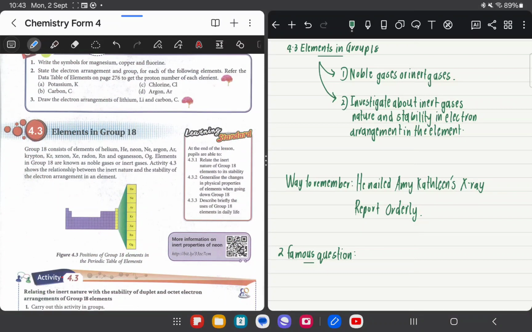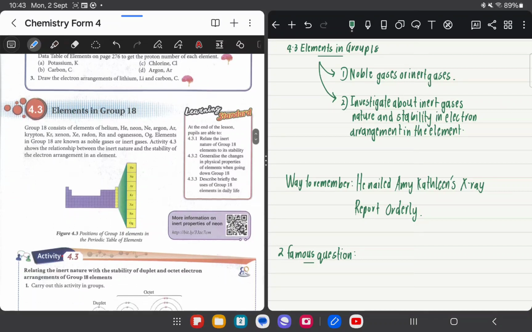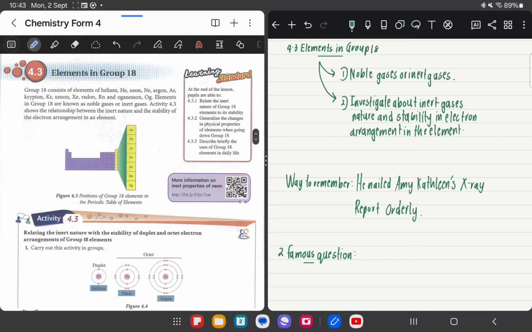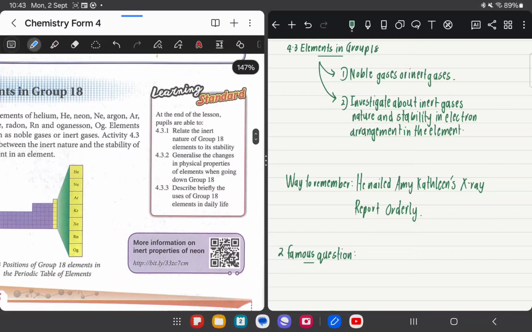Okay, so I already wrote a few notes. Actually I started writing notes since last week, but I didn't have time to record, so I'm going to record it today.